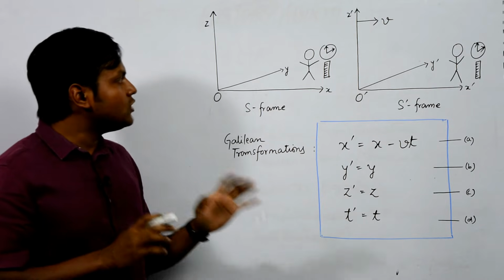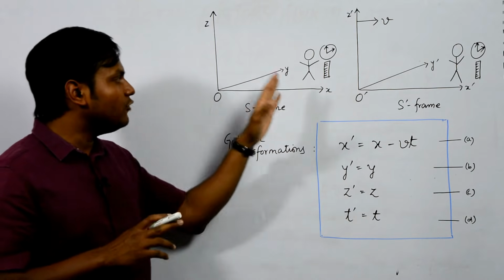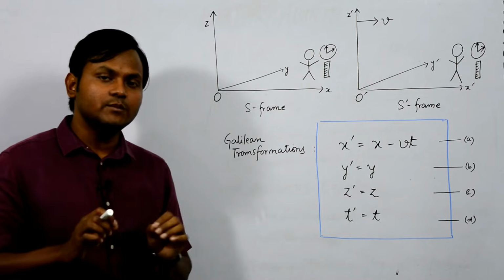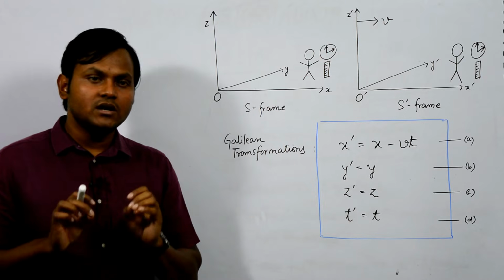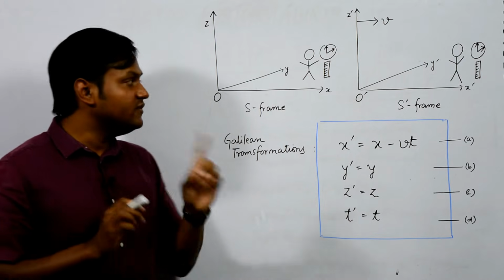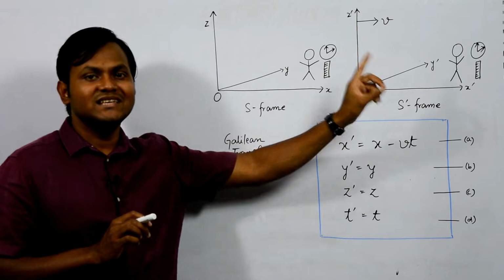Now, Newton's laws of motion are valid for both these observers. That means Newton's laws will retain their form and expression for both these observers, even though one is at rest and the other is in motion.